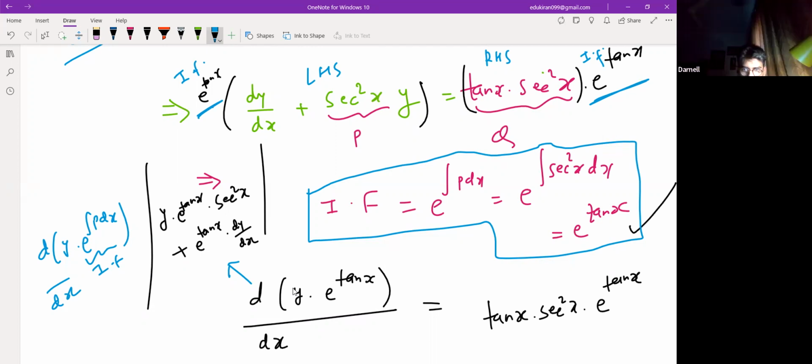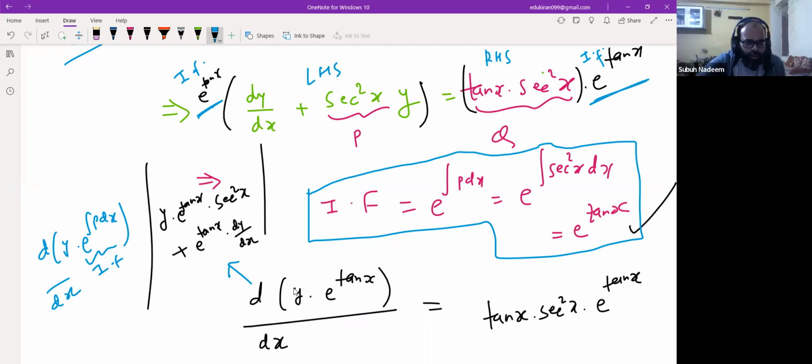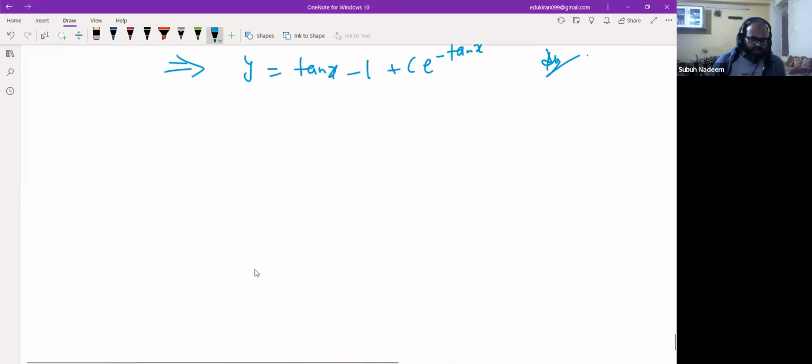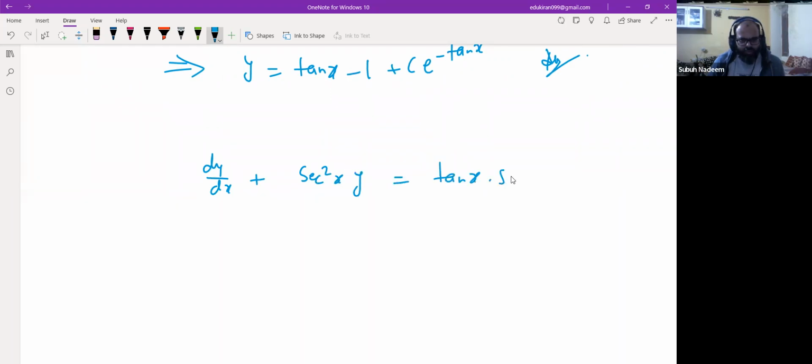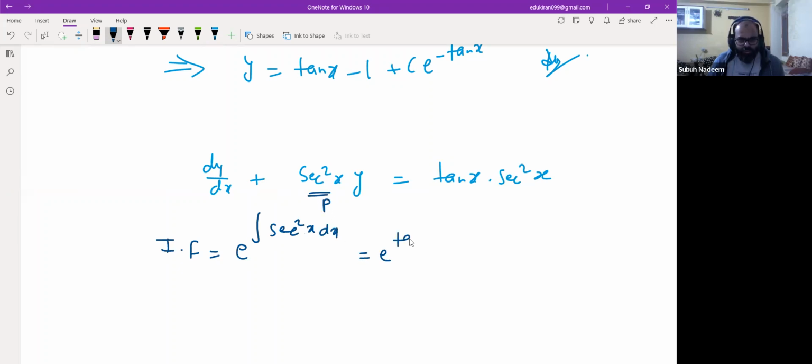I didn't understand how sec square x e raised to tan x changed to just e raised to tan x if you differentiated it. Okay, let me again tell you. It is dy by dx plus sec square x into y is equal to tan x into sec square x. This is what we have got after dividing by cos square x. Now the integrating factor is e to the power integral of p dx. P is sec square x. When you integrate it, you get e to the power tan x.